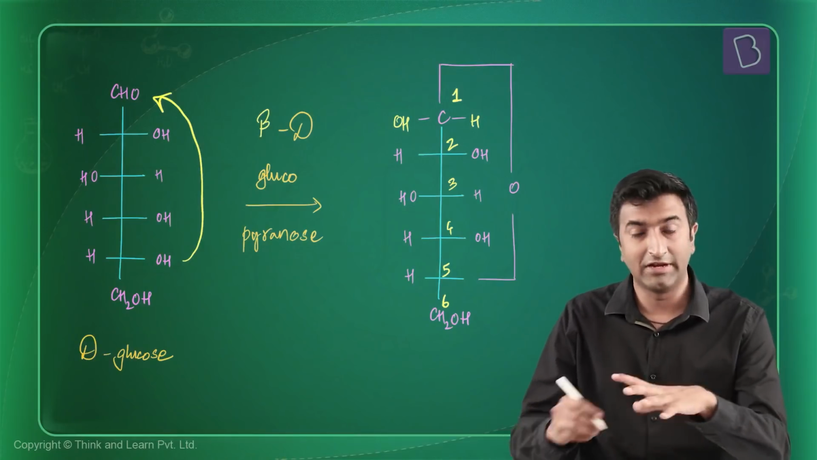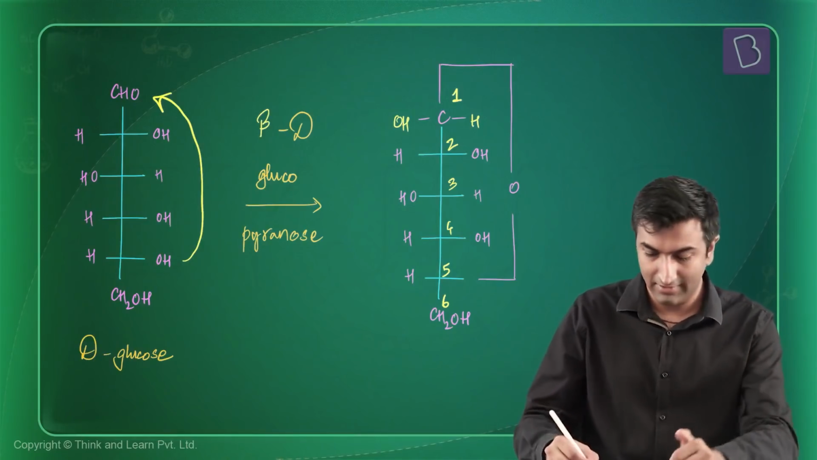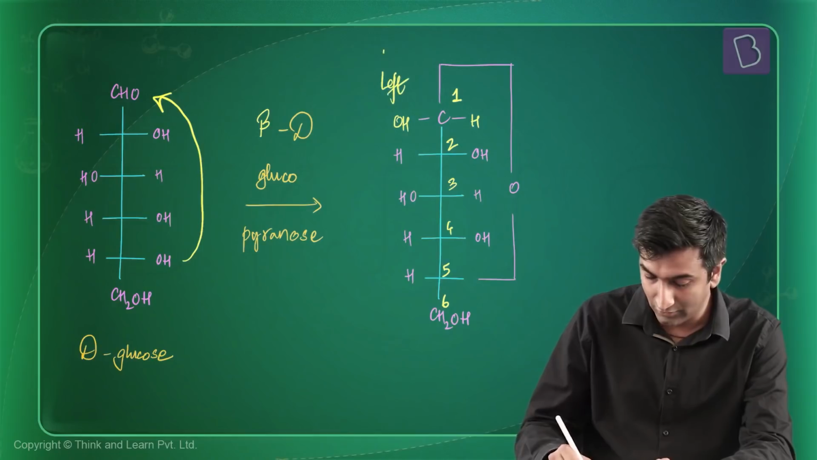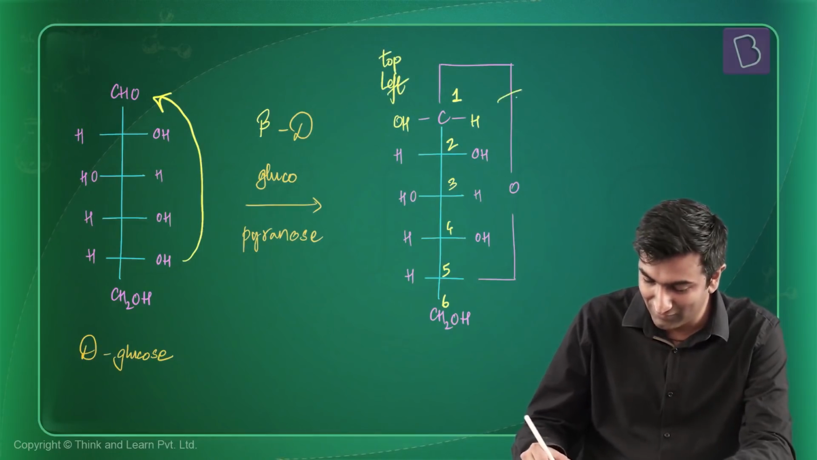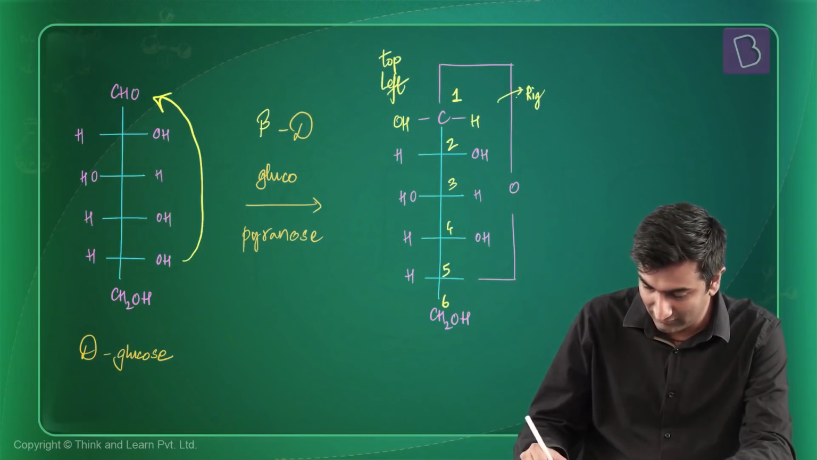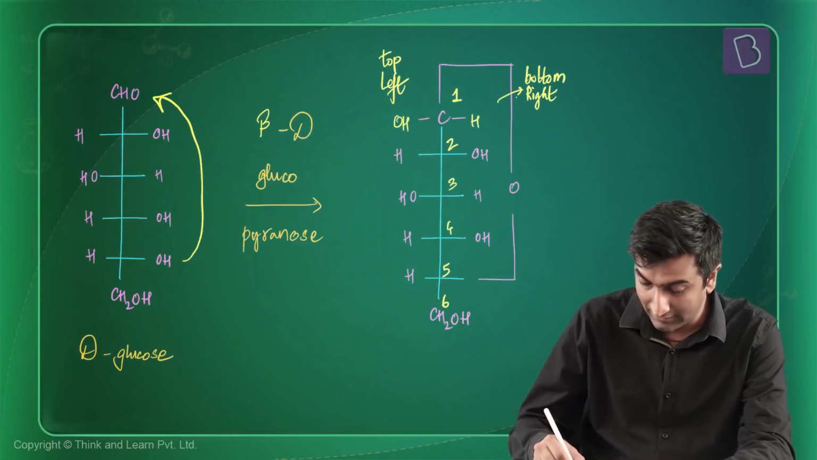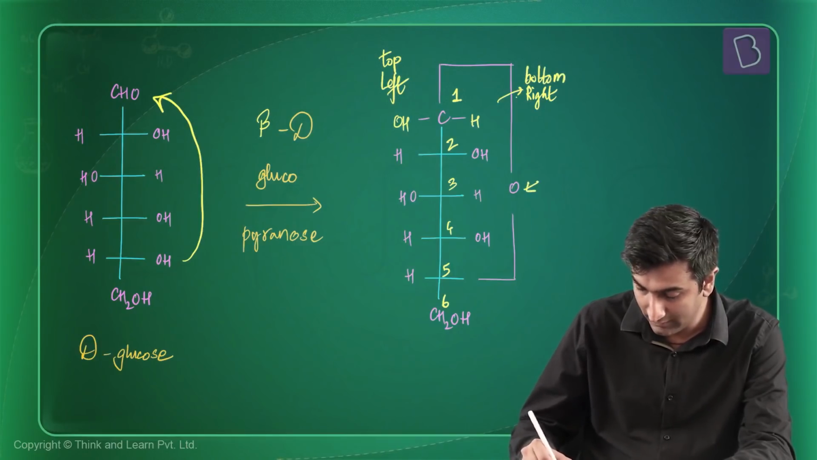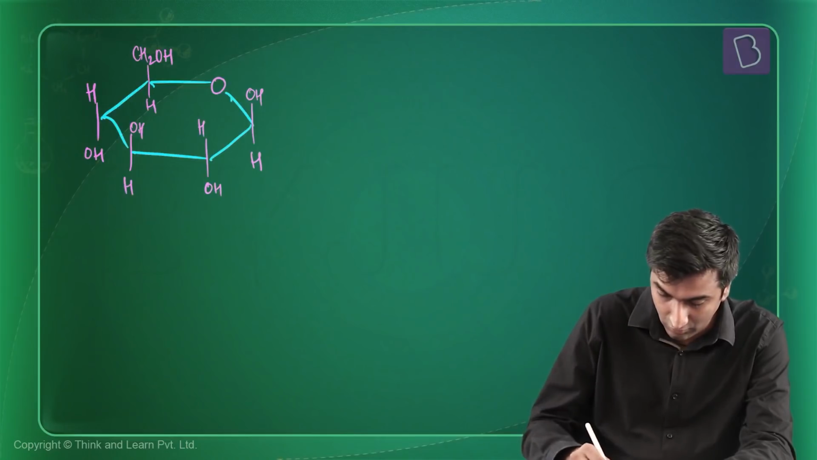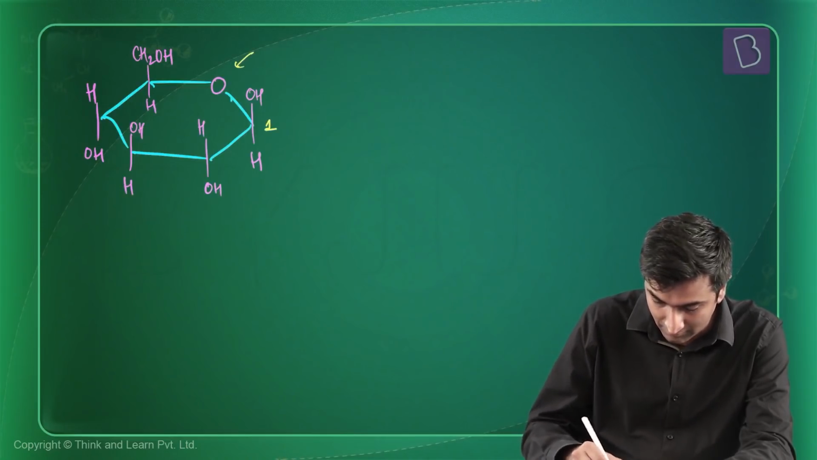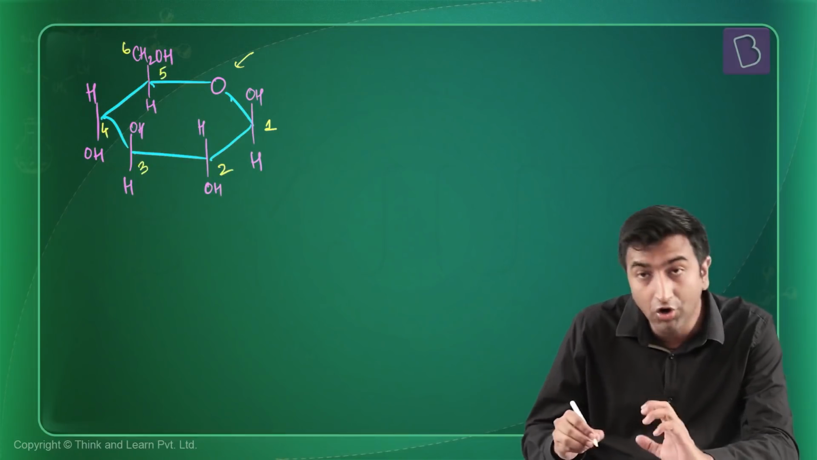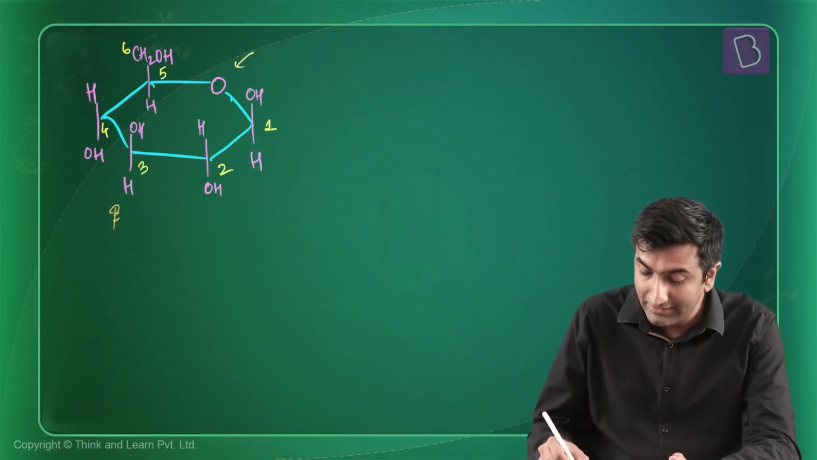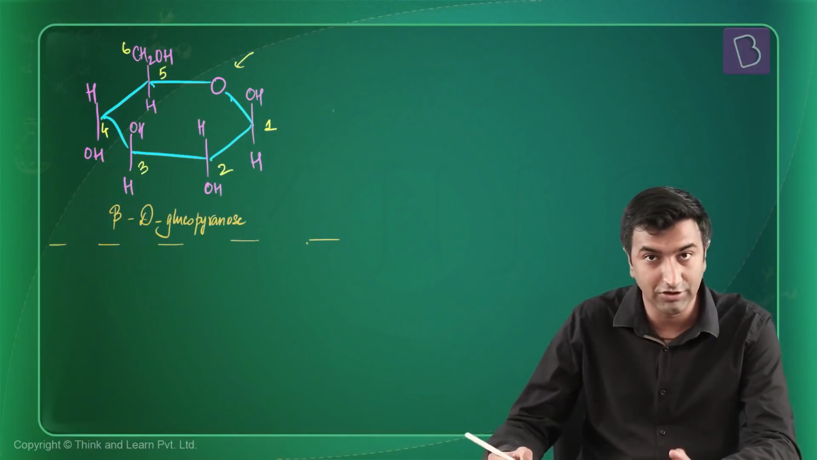Now, what I need is the ring, the pyranose structure. How do I get that? Everything on the left is basically going to be on top, and on the right, stuff goes at the bottom. So everything on the right goes to the bottom on the ring. So this is what the ring will look like. Remember this number, and there's this O over here. This is that same O. This is carbon number 1, carbon number 2, carbon number 3, 4, 5, and this is 6 on top. So when you make beta-D-glucopyranose, this is what the structure looks like.